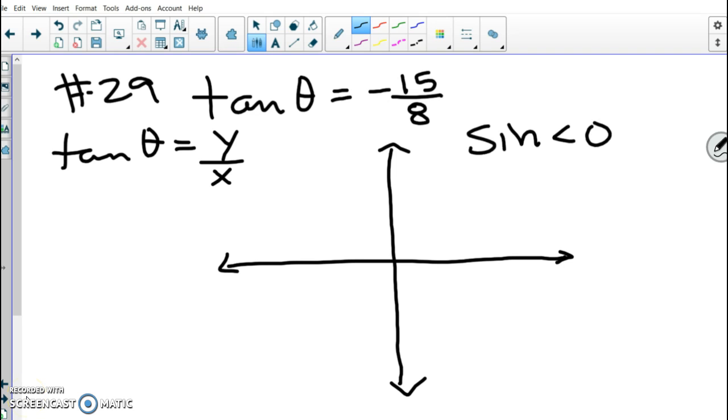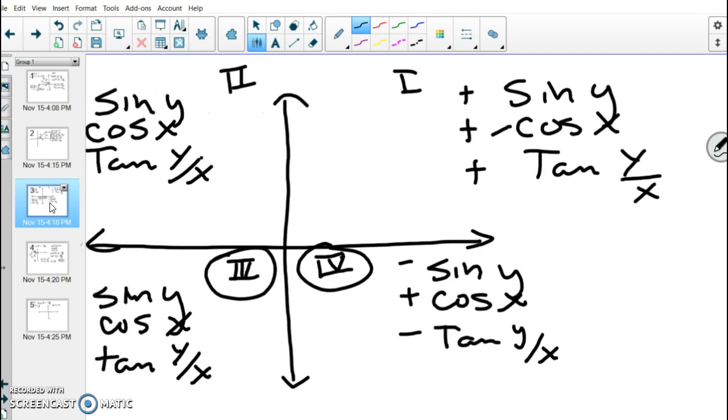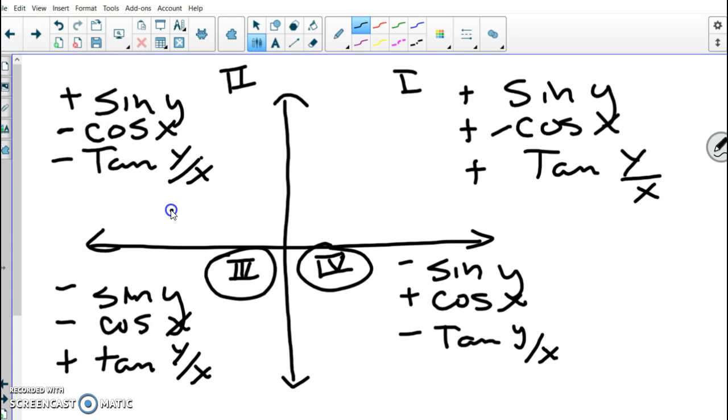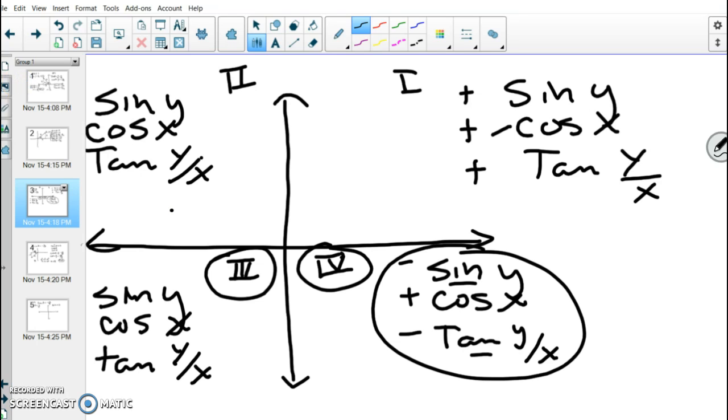So in problem 29, we see that we have a negative tangent value, and also that the sine is negative. If we go back to this page right here, sine is negative, tangent is negative. That means we have only this situation. Sine is negative, tangent's negative. Notice everywhere else we don't have that condition. So we're going to be working in the fourth quadrant.